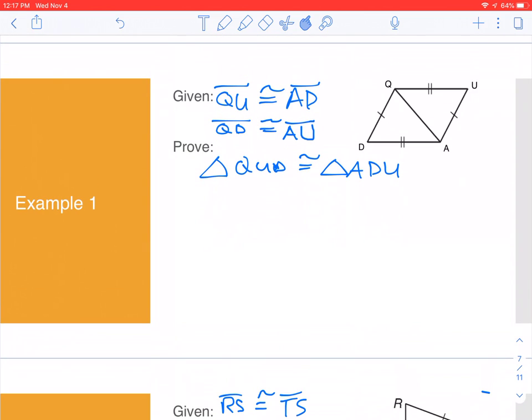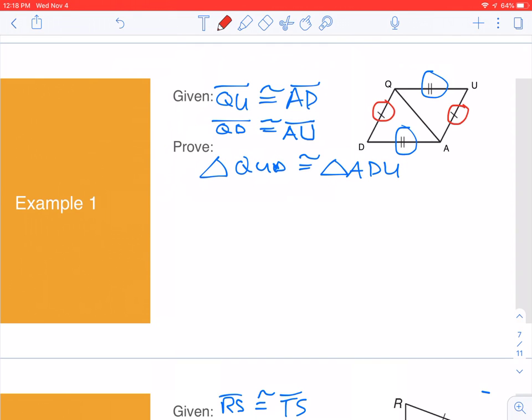Okay, so we're not really going to be doing proofs in this class. We are just going to prove that two triangles are congruent. And here's how we're going to do it. I'm given that QU, so right here, is congruent to AD, right here. That's two marks. And then QD is congruent to UA.